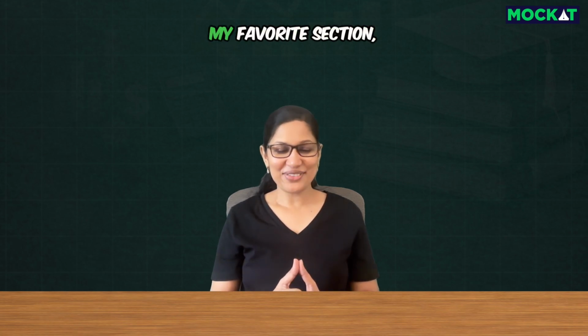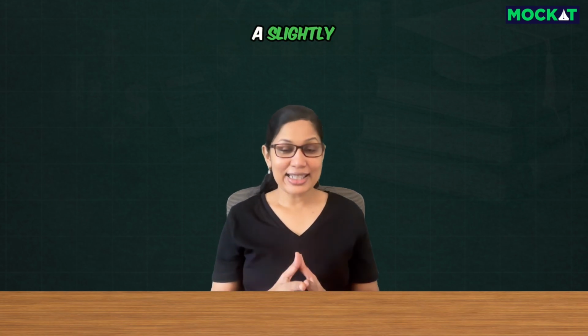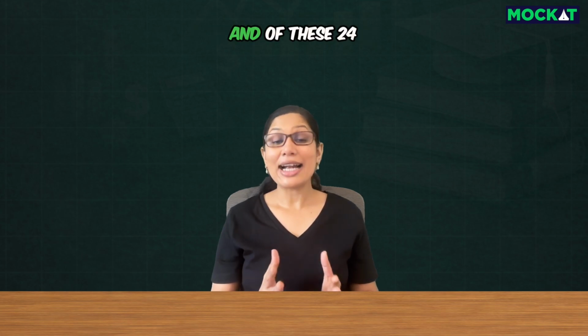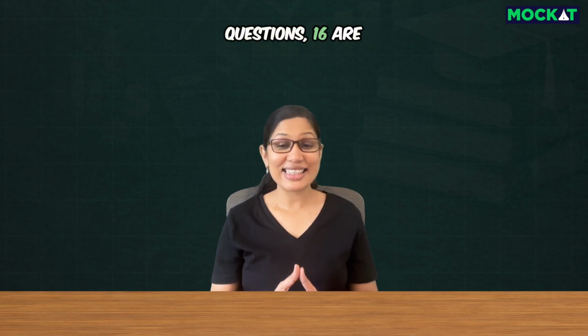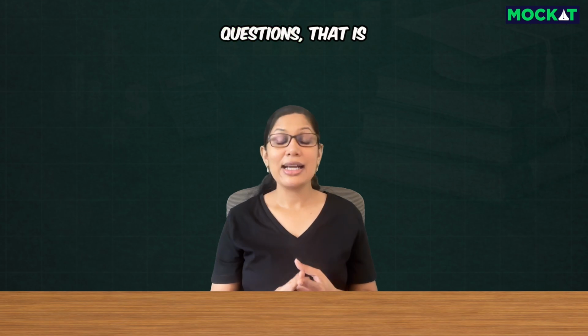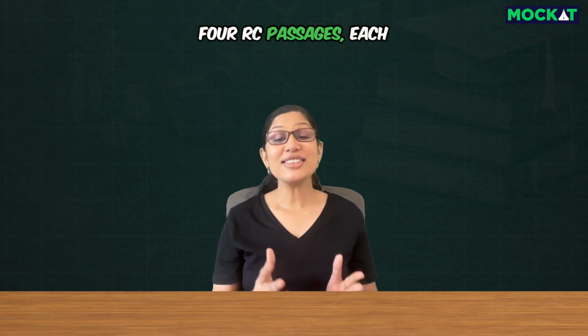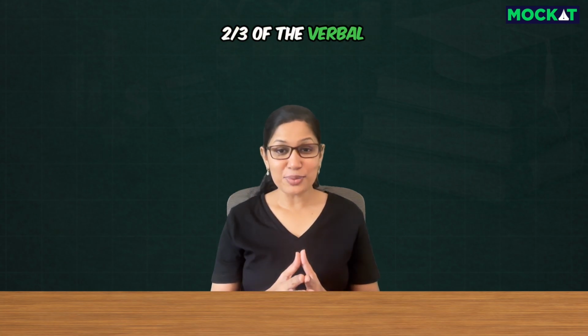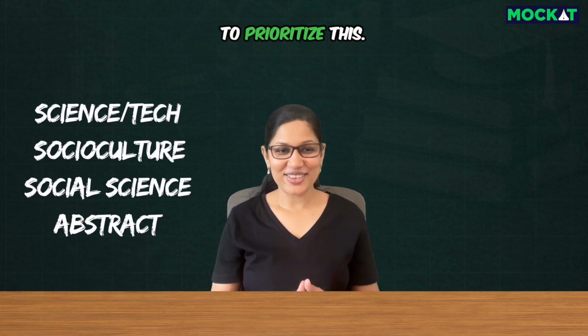We'll start off with verbal, my favorite section. That's usually a slightly higher number with 24 questions. And of these 24 questions, 16 are reading comprehension questions. That is 4 RC passages, each with 4 questions. So this is basically 2/3 of the verbal paper, which means that you've got to prioritize this.